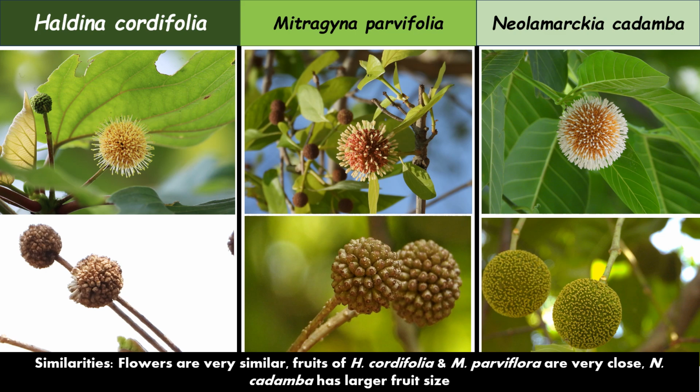So this is Haldina cordifolia, Mitragyna parviflora and Neolamarckia cadamba. If you observe the first three photographs, you can understand that all are the same, particularly inside the forest, if you observe only the fruit, but they are different tree species. The flowers are very similar. Fruits of Haldina cordifolia and Mitragyna parviflora are very close. Kadamba has a larger fruit size but is close.